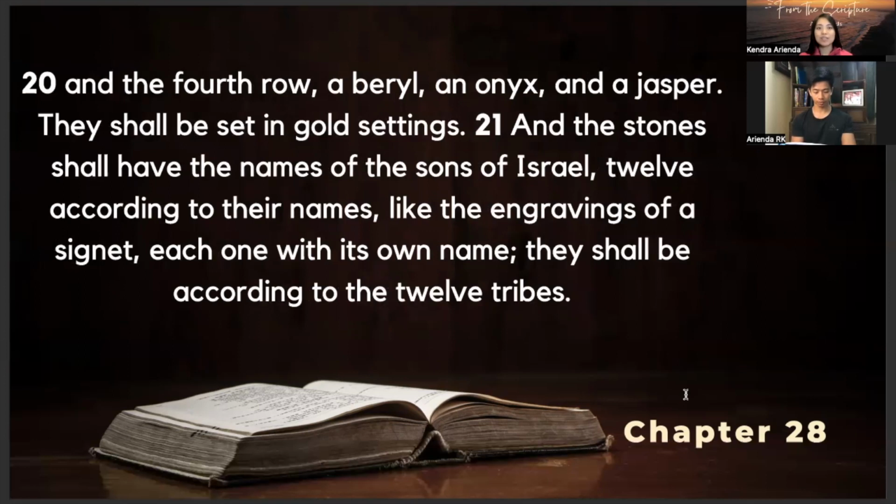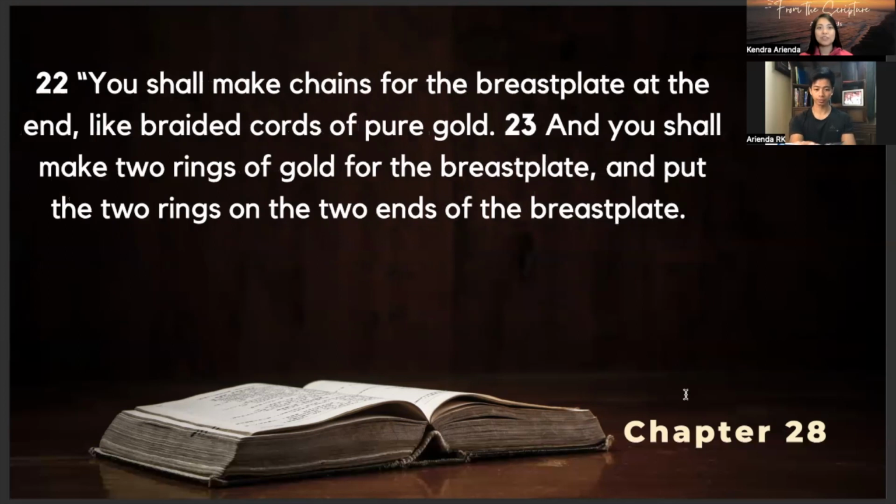And the stones shall have the names of the sons of Israel, 12 according to their names, like the engravings of a signet, each one with its own name. They shall be according to the 12 tribes. You shall make chains for the breastplate at the end, like braided cords of pure gold.